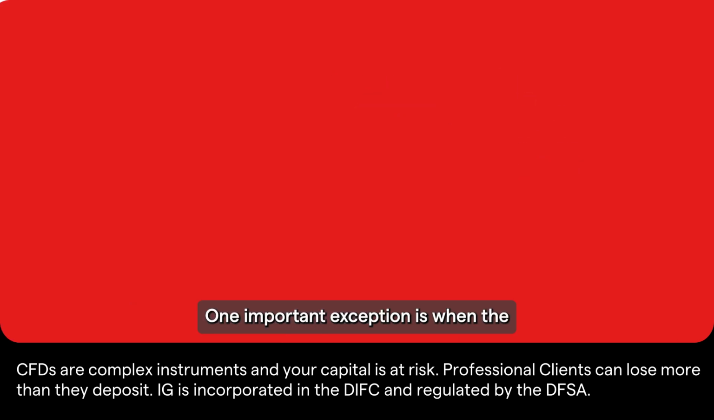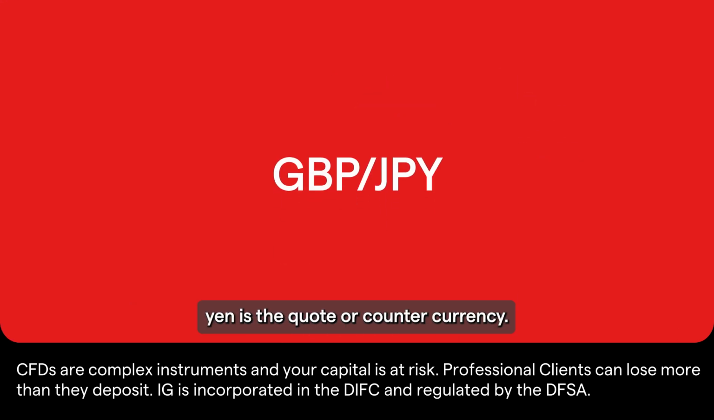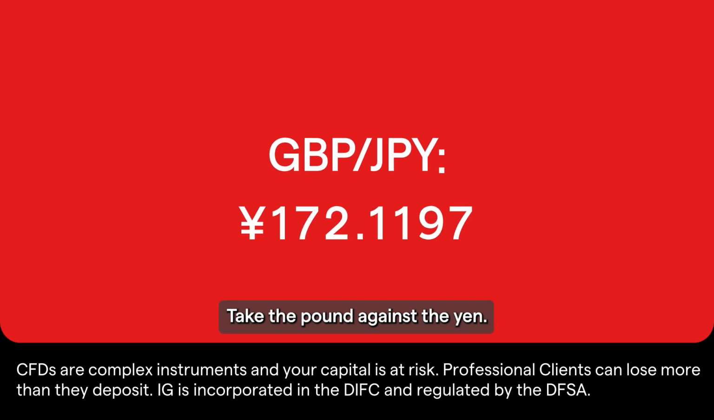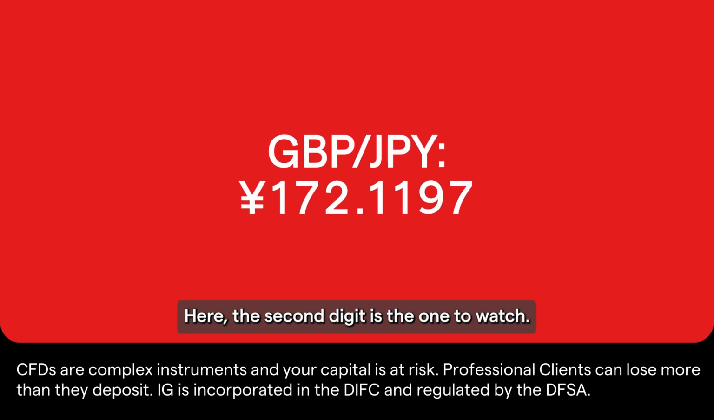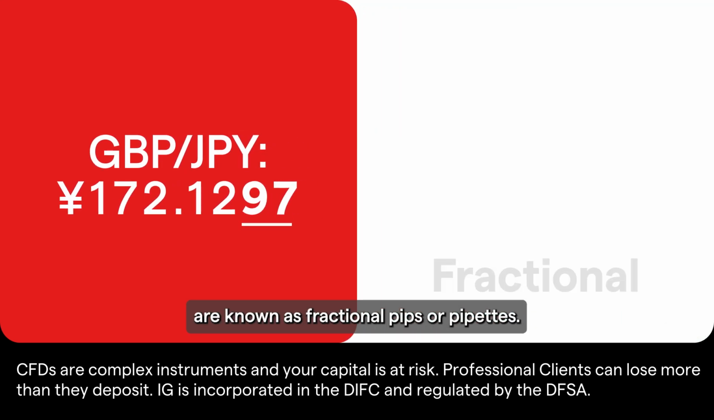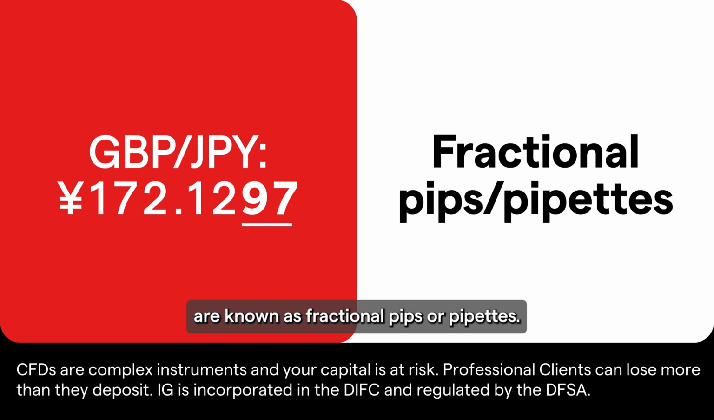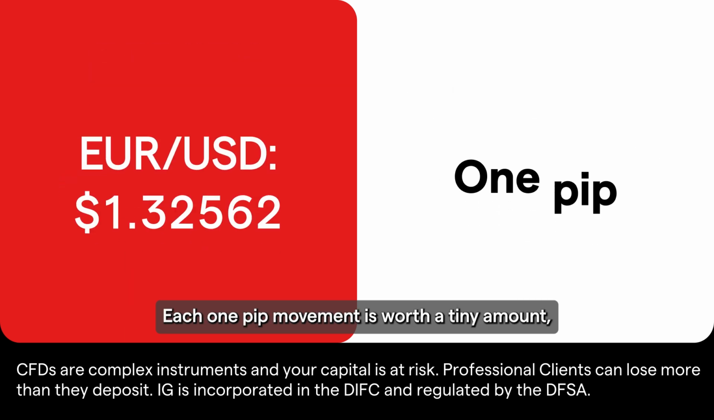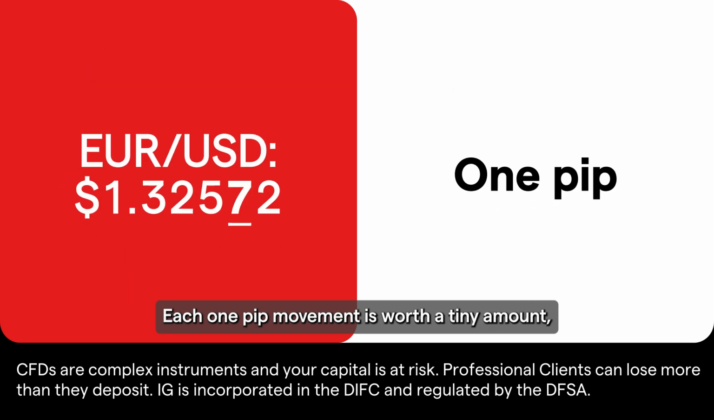One important exception is when the yen is the quote or counter currency. Take the pound against the yen. Here, the second digit is the one to watch. Any extra decimal places shown in the price are known as fractional pips or pipettes. Each one pip movement is worth a tiny amount.